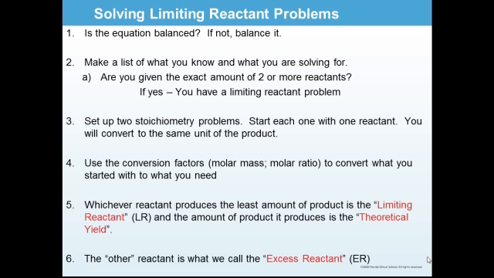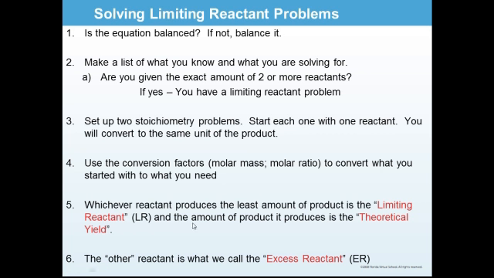So with limiting reactant problems, remember that we have to have a balanced equation. We need to make a list of what we know and what we're solving for. If you have a problem that gives you specific amounts of two or more of your reactants, you have a limiting reactant problem. Then we set up two stoichiometry problems. We're going to start each one with the reactant, and we're going to convert to the same unit of the same product. We can use our conversion factors such as molar mass and molar ratio to convert whatever we need.